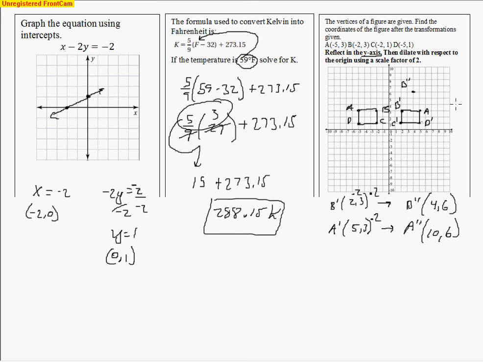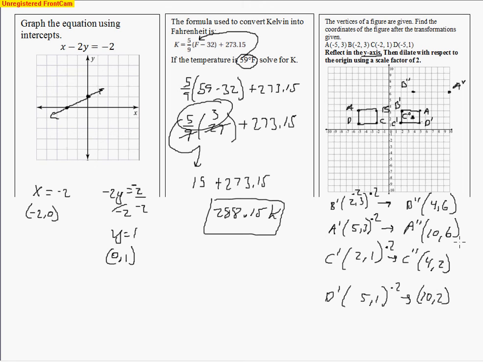So over 10 up 6 spaces, and that is A double prime. C prime was 2, 1. Then I'm doubling these points, so timesing it by 2, and that gives me 4, 2. So over 4 spaces up 2 puts me right here, and that's going to be C double prime. And then D prime was 5, 1. And so when I double these values, double both the X term, I get 10, Y term, I get 2. And so that's going to put this point right here, and that's going to be D double prime.